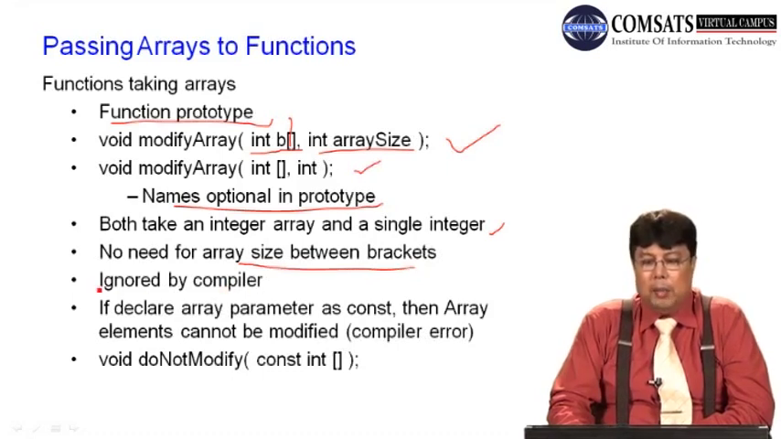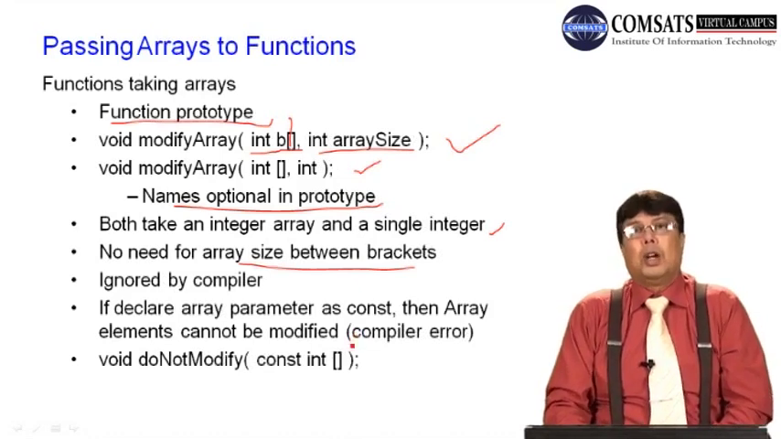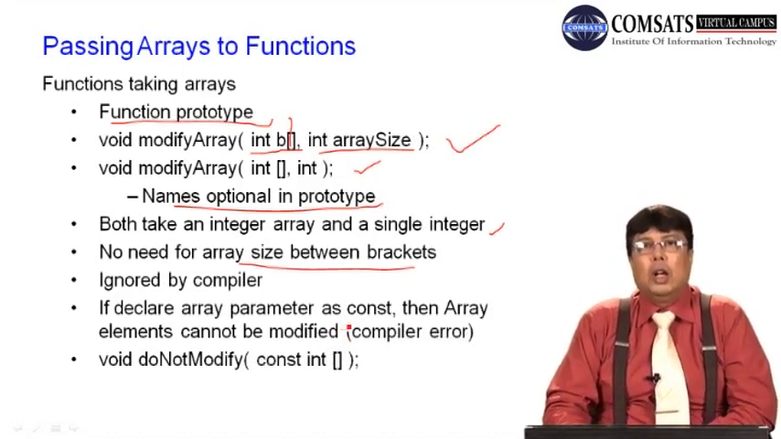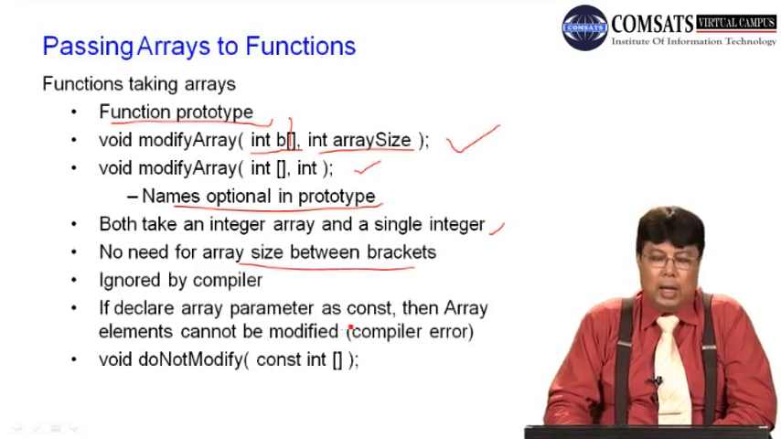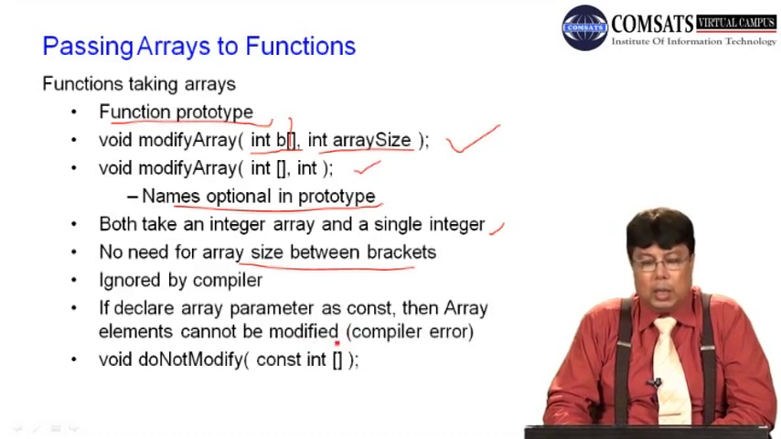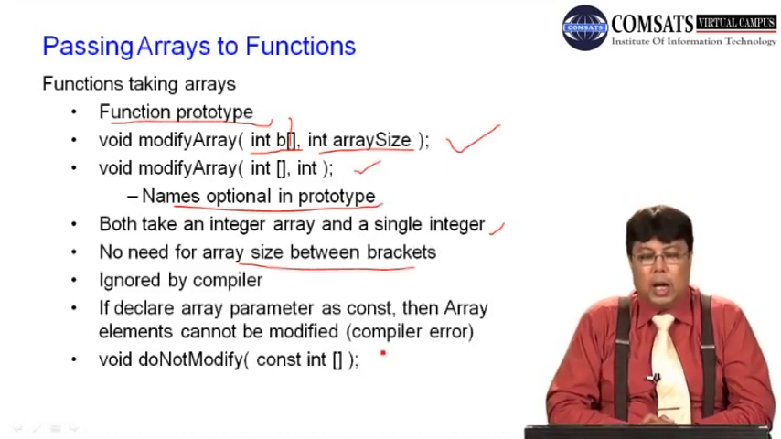If we declare array parameters as const, then the array elements cannot be modified. Now, if you want that the array you have passed to a function should not be accidentally changed by the function, then in that case you can declare the array as a constant. If you declare the array as a constant and pass the data elements to that function, and the function tries to change the data, then the compiler will give an error message.